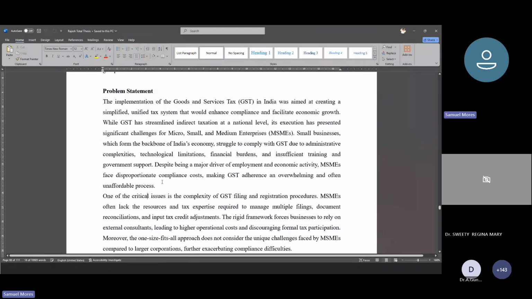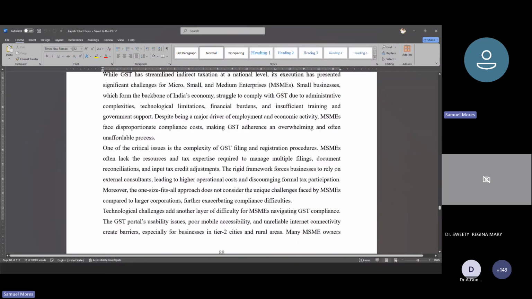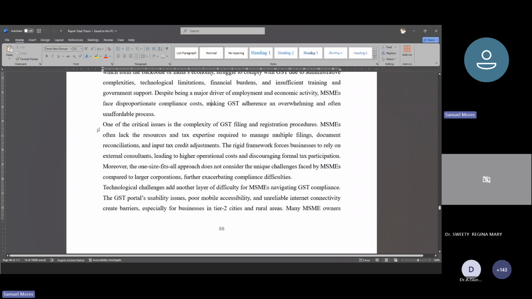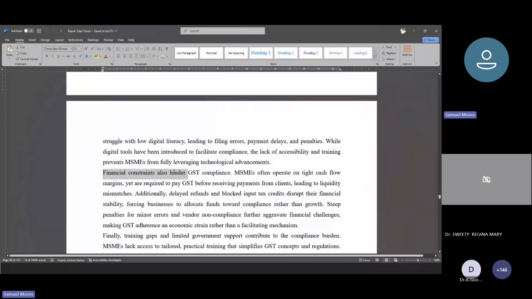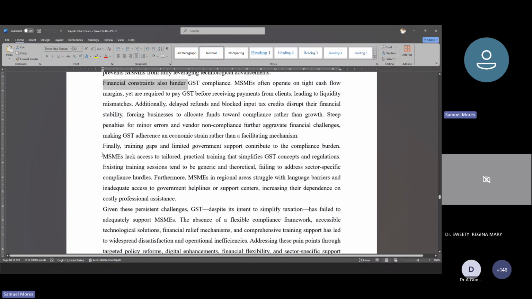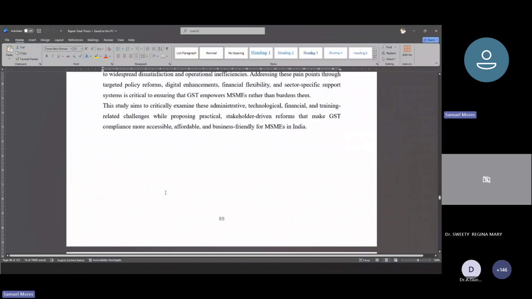So this is the problem I'm talking about. This is the problem I try to address in this particular research. One of the critical issues and complexities of GST is the filing and registration procedure. MSMEs often lack the resources and tax expertise. They don't have expertise in handling multiple filings, document reconciliations, input tax credits, and adjustments. Technological challenges are there, and financial constraints are there for the MSMEs. This is the problem statement.